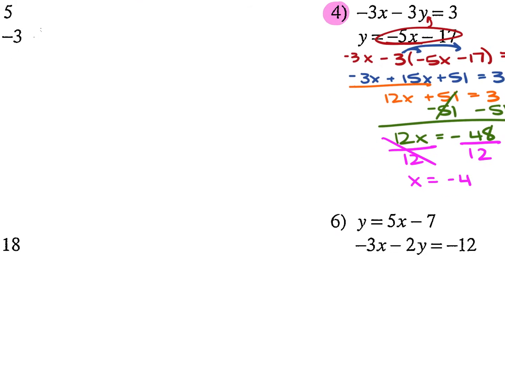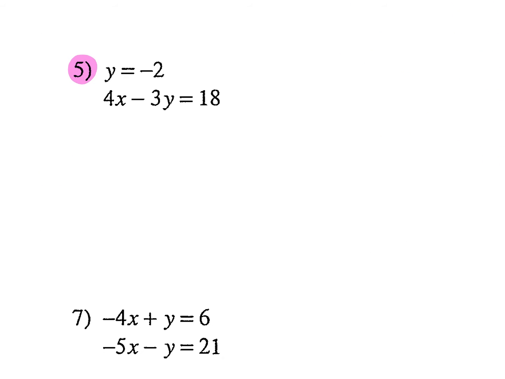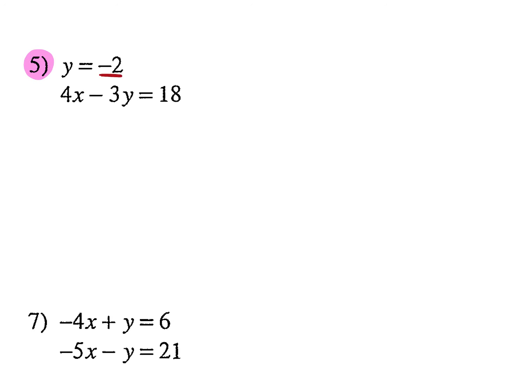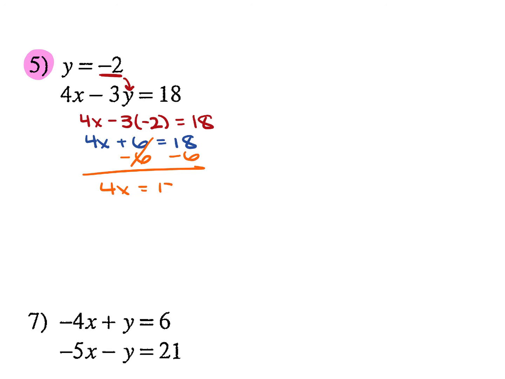The next one we're going to be looking at is number 5. We're given y is equal to negative 2 and 4x minus 3y is equal to 18. If y is equal to negative 2, we're going to plug it in for y in that 4x minus 3y, which is negative 2, is equal to 18. This is going to give us 4x plus 6 is equal to 18. We subtract the 6 from each side. We get 4x is equal to 12. Divide each side by the 4, and x is 3. We know that y is negative 2, so to make an ordered pair out of this, it just gives us 3, negative 2.